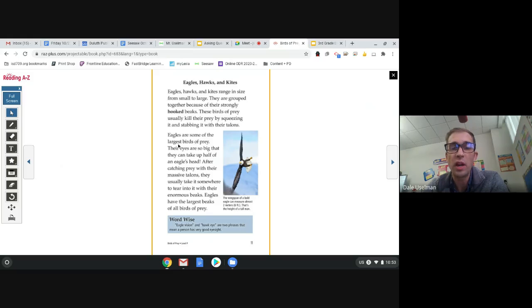Eagles are some of the largest birds of prey. Their eyes are so big that they can take up half of an eagle's head. After catching prey with their massive talons, they usually take it somewhere to tear into it with their enormous beaks. Eagles have the largest beaks of all birds of prey. Word-wise, excuse me, eagle vision and hawkeye are two phrases that mean a person has very good eyesight. So if someone says you have eagle vision, they're saying you have good eyesight. The wingspan of a bald eagle can measure almost 2 meters or 6 feet. That's the height of a tall man.